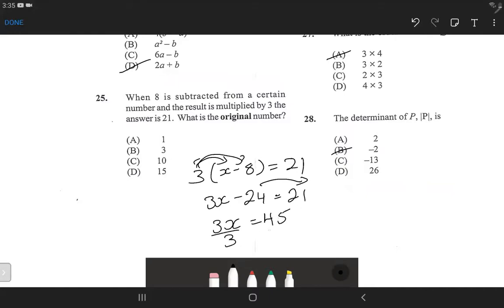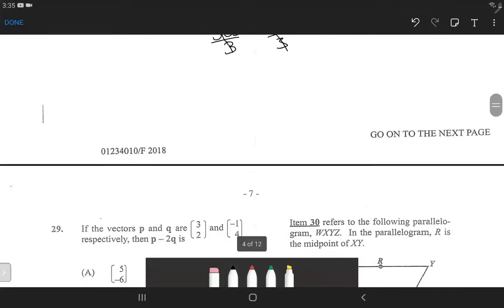And then divide both sides by 3. 3 into 3 is 1, 3 into 45 is 15. All right, so that's this one. And if we check, 8 from 15 is how much? 7. 7 3s are 21, so it works. All right, so let's go on.